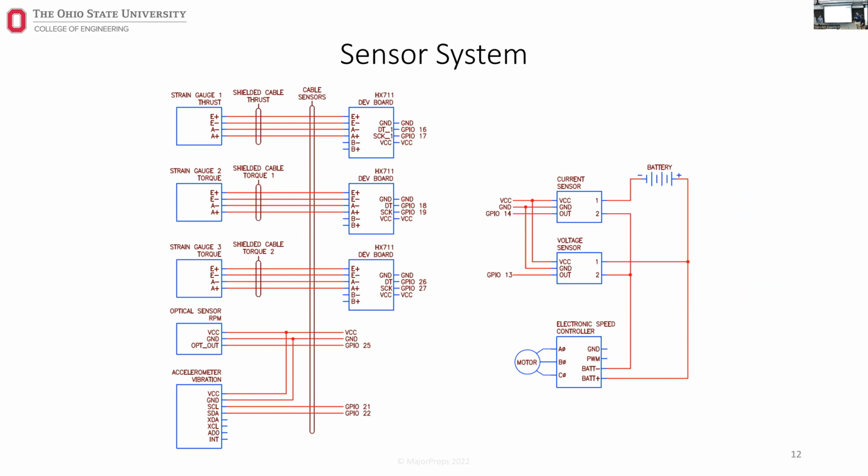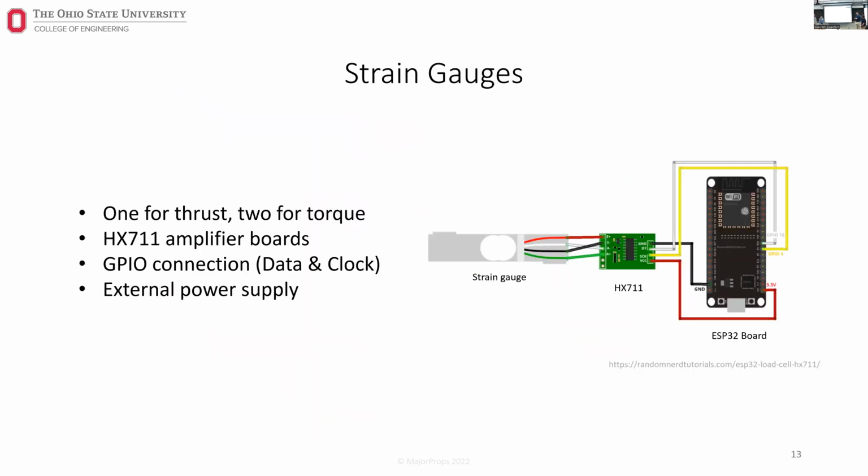All these sensors operate and communicate in a little bit of a different way. So in these next few slides, we're just going to break down each of these components and how they connect with the system, starting with the strain gauge. We're going to stick with the same number of strain gauges as the previous test stand, 3: 1 for thrust, 2 for torque.